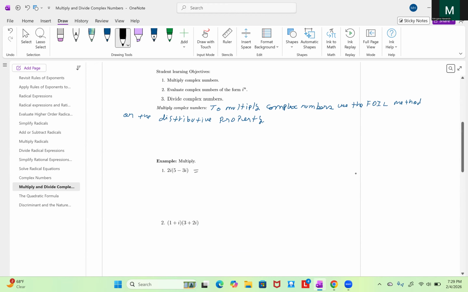So this here is 10i minus 6i squared. This is equal to 10i minus 6 times i squared. i squared is negative 1, so minus 6 times negative 1 is plus 6. This is equal to 6 plus 10i.